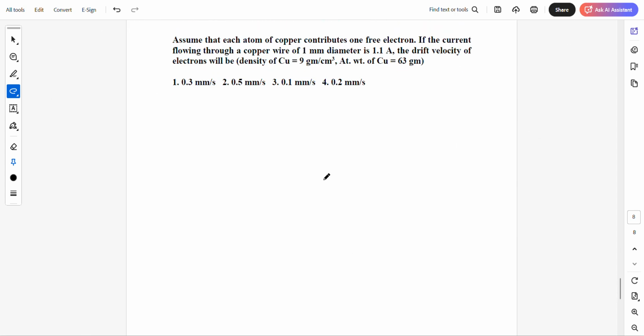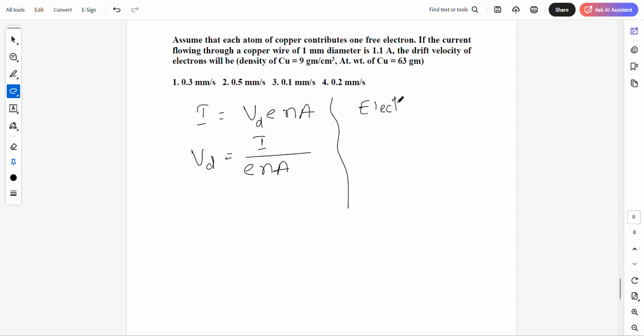Next problem we'll do. Now here he is asking, assume that each atom of copper contributes one free electron. For doing this problem we know that I is equal to VenA, understood? This is the drift speed. Drift speed is given by Vd is equal to I divided by enA, where n is the electron density.